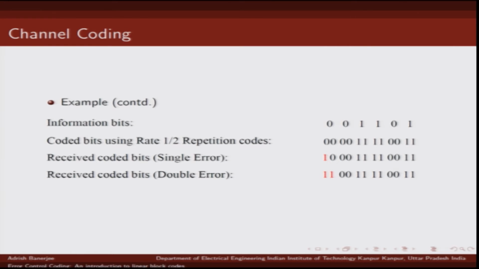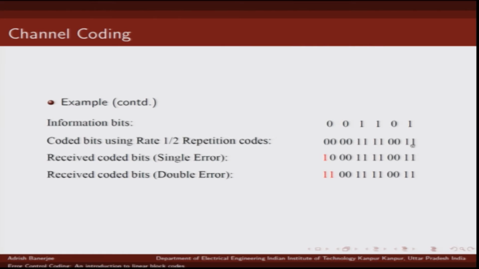So, let us take this example. Let us say I want to transmit this set of bits: 0 0 1 1 0 1. Now, if I use a rate 1/2 repetition code, what would be my coded bits? For 0 I will transmit 0 0, for the next 0 I will again encode as 0 0, for 1 I will encode as 1 1, for the next 1 I will send 1 1, for 0 I will send 0 0, and for 1 I will send 1 1. So, this will be my coded sequence.